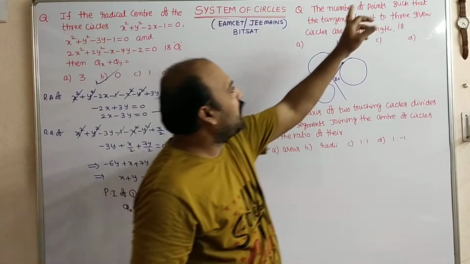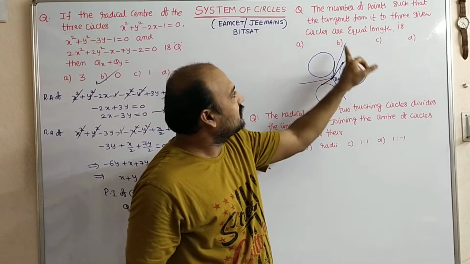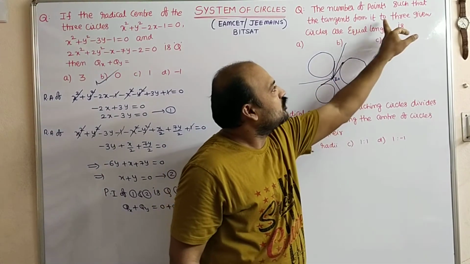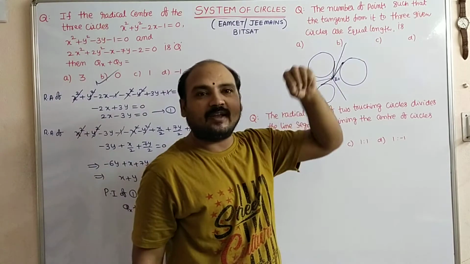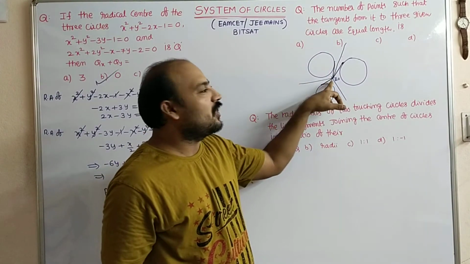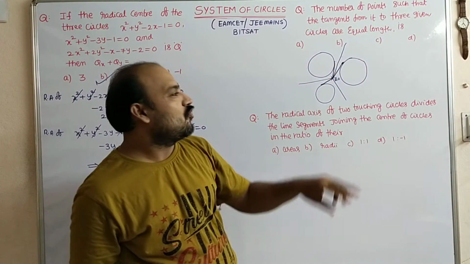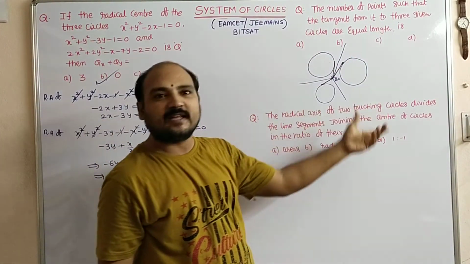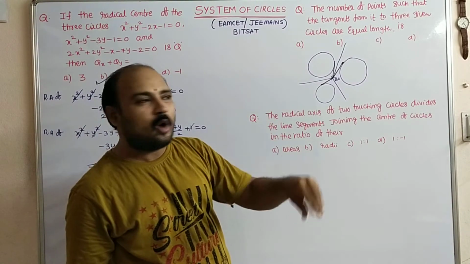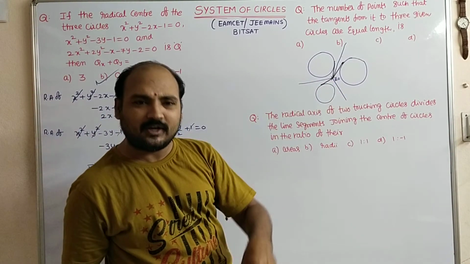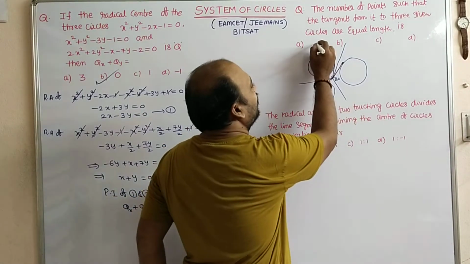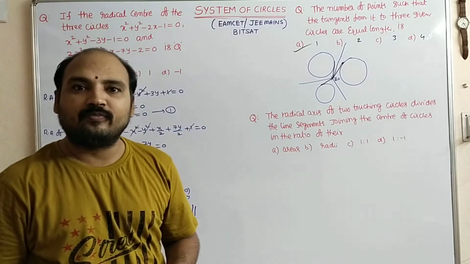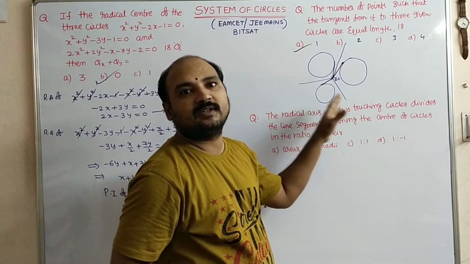The number of points such that the tangents from it, meaning from this point, to the three given circles are equal. So how many points do we have? Only one and only one point we have. From this radical center, the lengths of tangents to the given three circles are equal. So how many points are possible here? Only one and only one point. So the answer is 1. I did not give the 1, 2, 3, 4 options here.